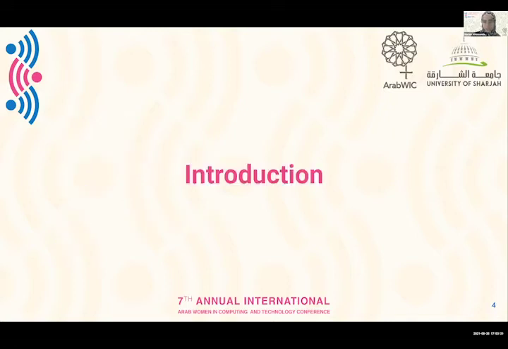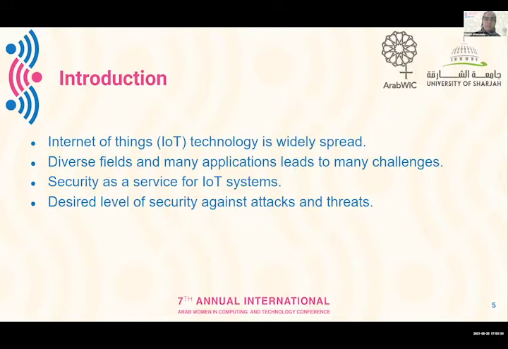This is a brief introduction. As we all know, Internet of Things technology nowadays is widely spread, and it's used in many diverse fields and applications. This leads to many challenges in designing the IoT system itself. One of the basic challenges that faces the designing process is providing security as a service. Providing security as a service for an IoT system means that we should provide a desired level of security against attacks and threats. This process is not easy.